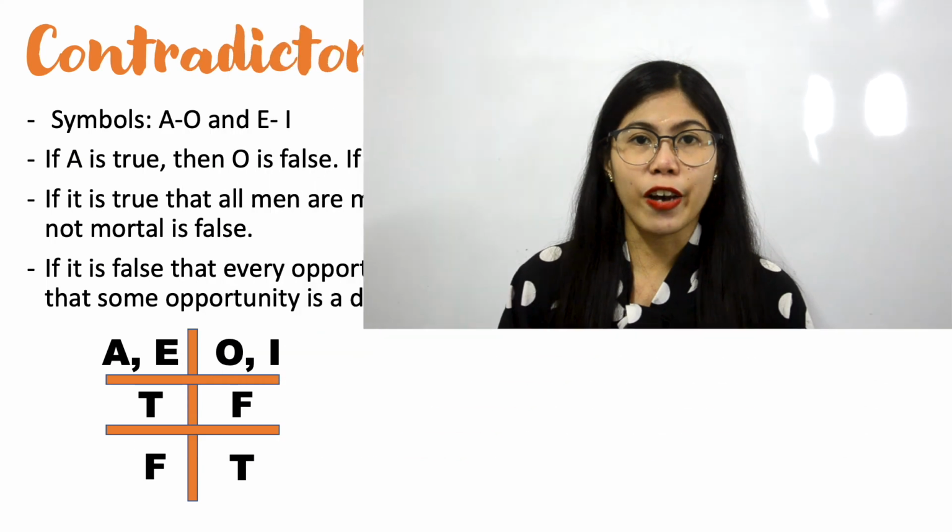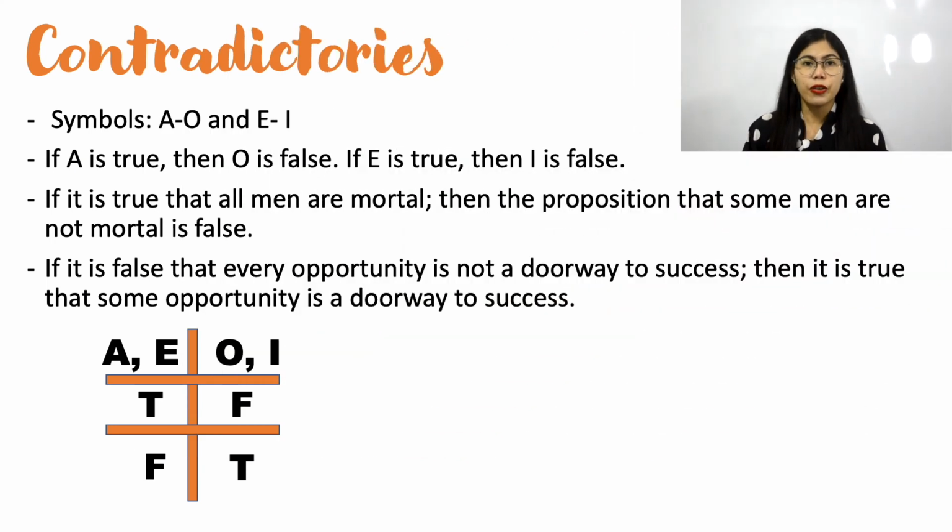Next, let's have contradictories. There are two pairs of contradictories. We have AO and EI. Here, if A is true, then O is false. If E is true, then I is false. This goes to show that propositions are contradictory if the truth of one proposition implies the falsity of the other.